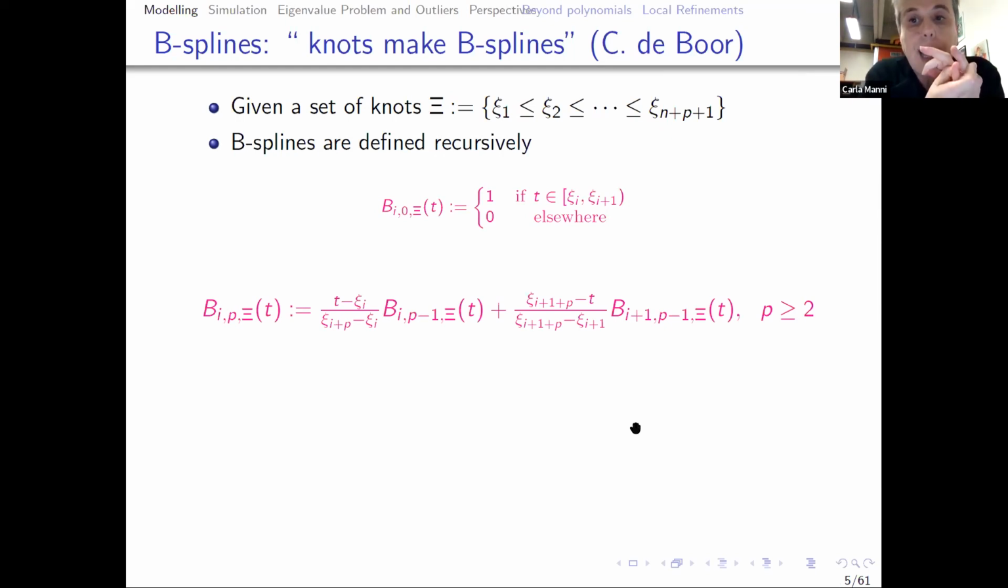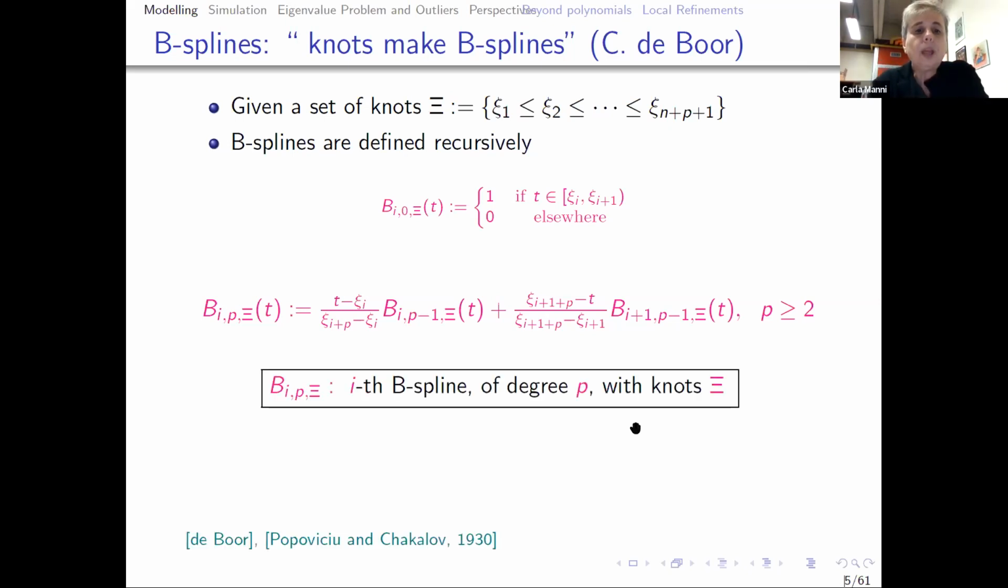As everybody knows, B-splines are completely defined whenever you give a non-decreasing sequence of points, which are called knots. According to Carl de Boor, knots make the B-splines. There are a huge number of ways to define B-splines, but from the practical point of view of implementation, probably the famous recurrence relation that you see in the slide is the most effective one.